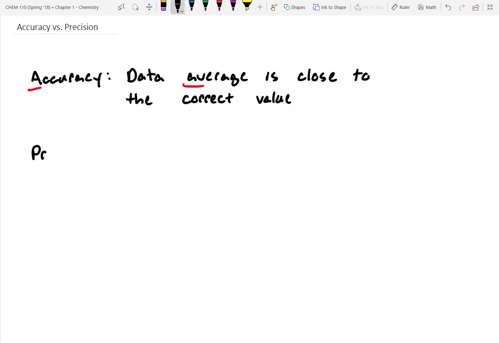Precision is different. Precision just means your data is all close together. It doesn't mean that the data is right. It just means all of your data is close together.